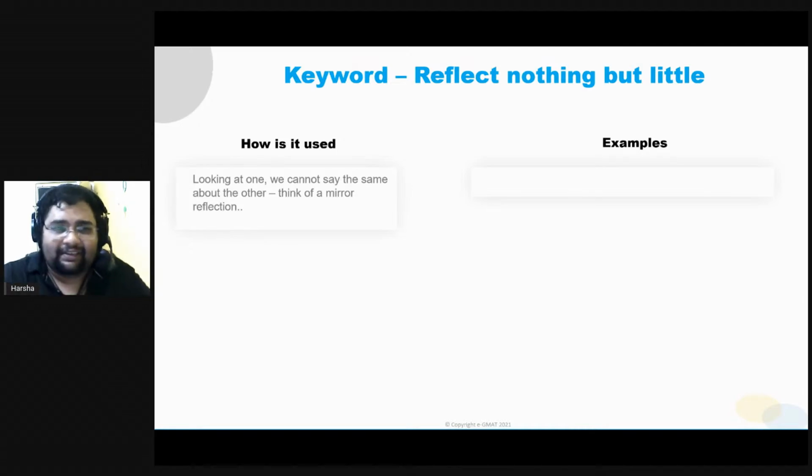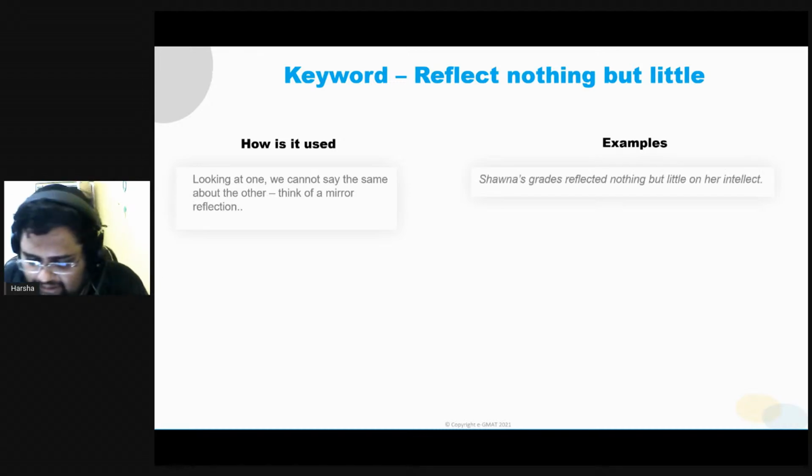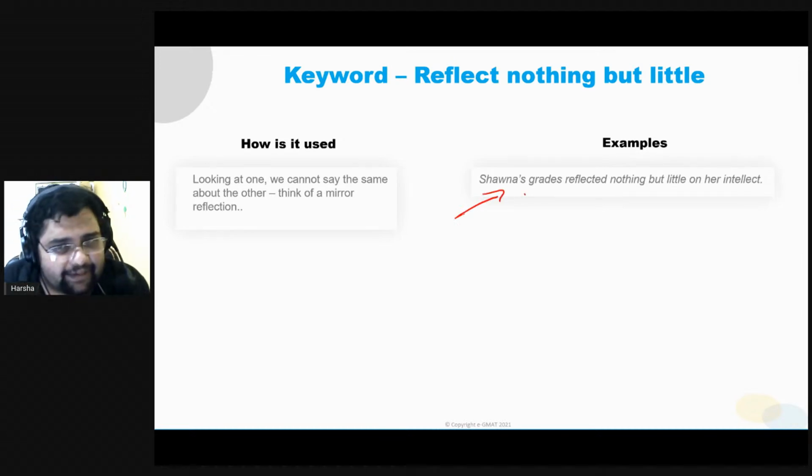That is what would have been the case if it is reflecting properly. When he says reflect nothing but little, what they're trying to tell you is even if GDP is rising, that does not necessarily mean that your quality, etc., is improving. An improved GDP number does not really reflect on other things like quality. Just because that is doing well, you cannot say this is doing well. Just because that is doing badly, you cannot say that this is doing badly. You cannot predict anything. It could be this way or that way. That's the point you need to understand about reflect nothing but little. So, an example here for you. Shauna's grades reflected nothing but little on her intellect. What that means is she's extremely intelligent, but maybe she did not get good grades.